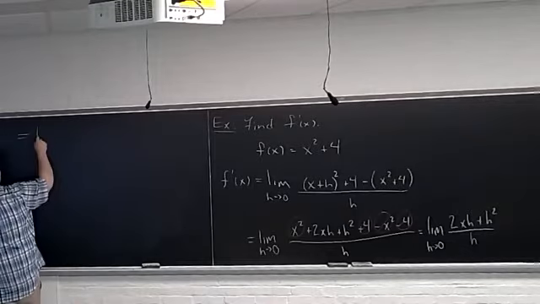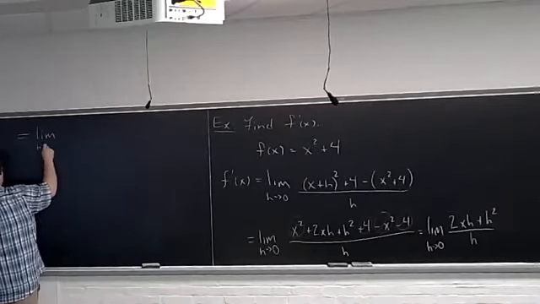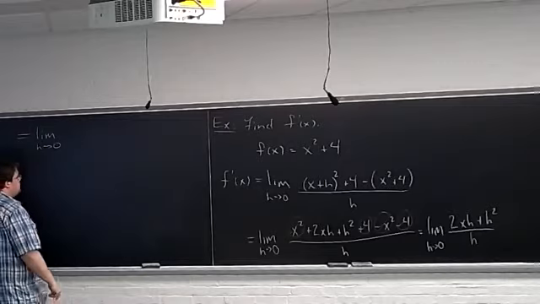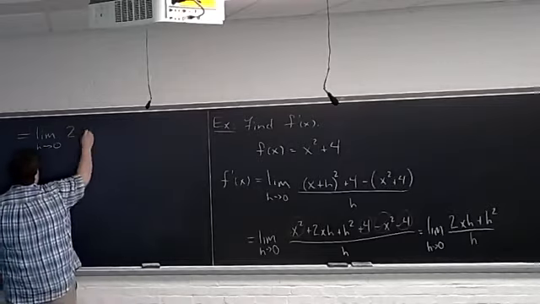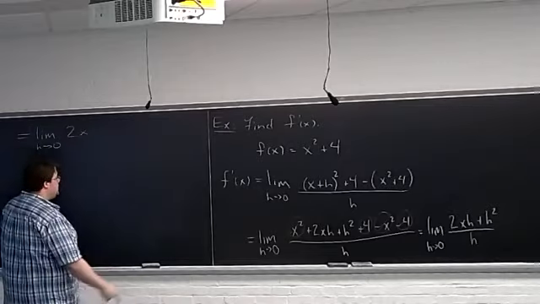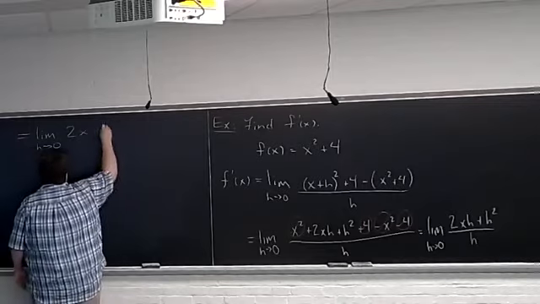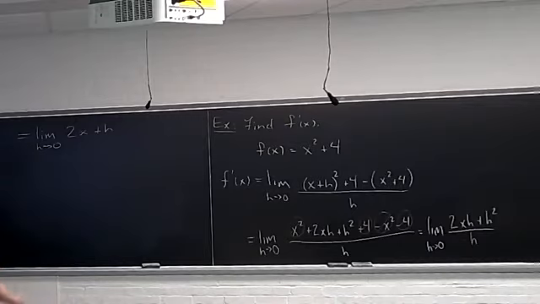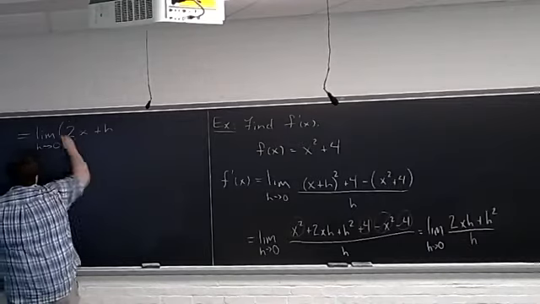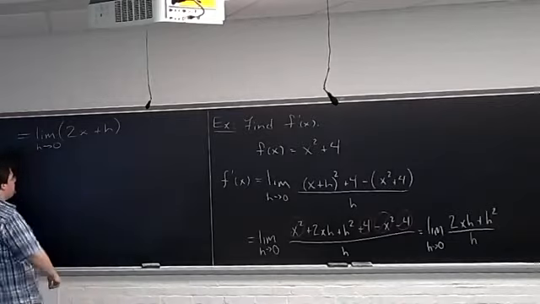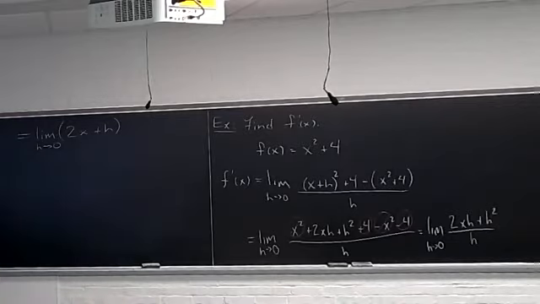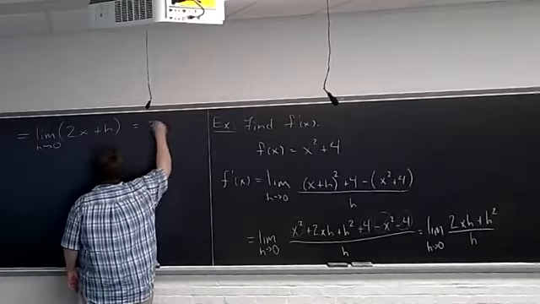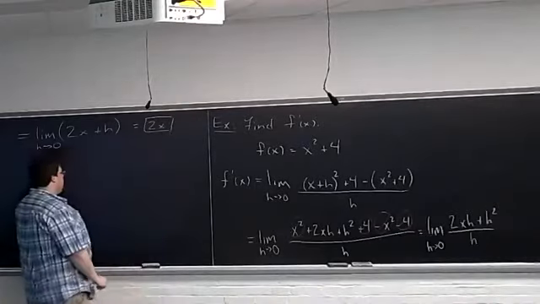What happens? We still have not taken a limit. Cancel an h from 2xh, you have just 2x. Cancel an h from h squared, have h. Cancel an h from the denominator, that turns into a 1, so I'm not going to write divided by 1. And now we can take this limit by substituting h equals 0. Let h equals 0, you get 2x.